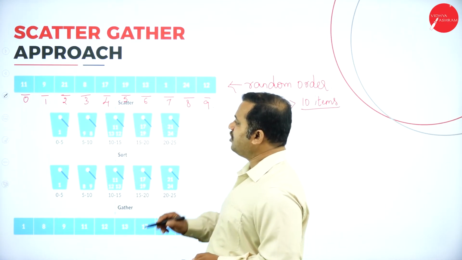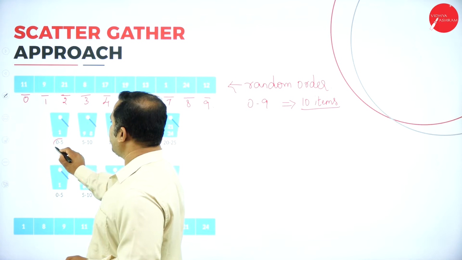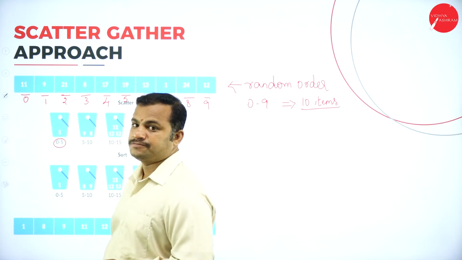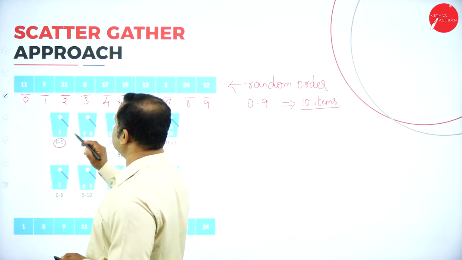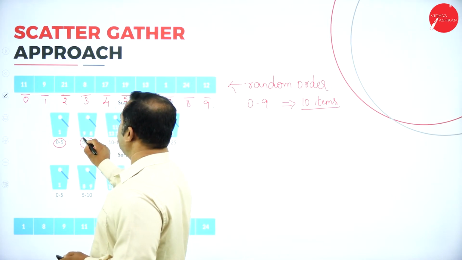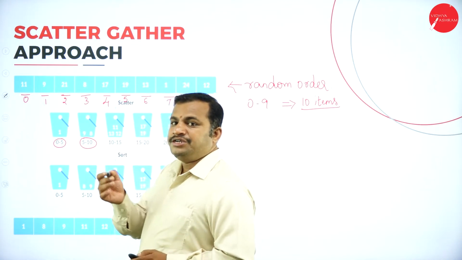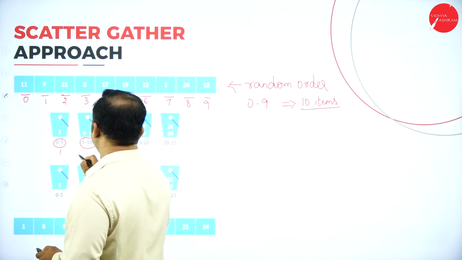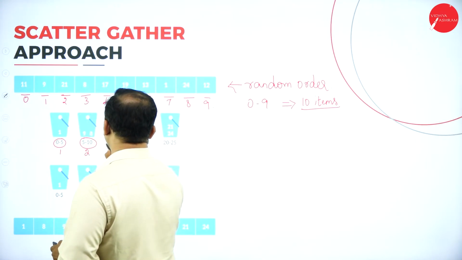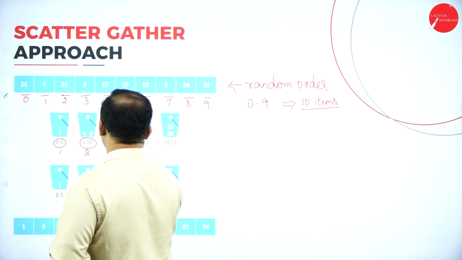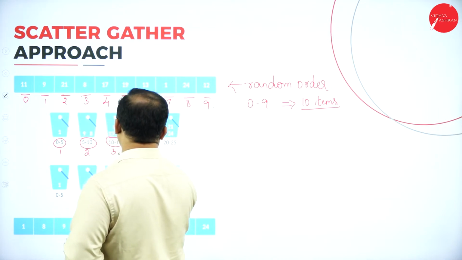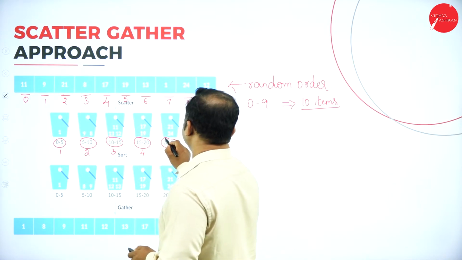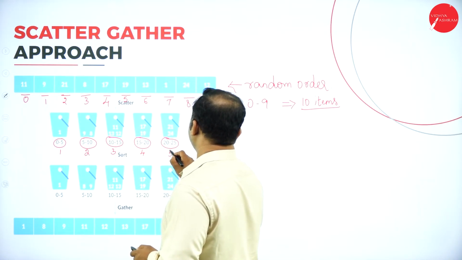In this case, we are going to consider 0 to 5 as the items to be inserted into one of the buckets. Then 5 to 10 is another range of elements which is inserted into the next bucket. So this is called the first bucket, second bucket. 10 to 15 is inserted into the third bucket. 15 to 20 is inserted into the fourth bucket. 20 to 25 is inserted into the fifth bucket.